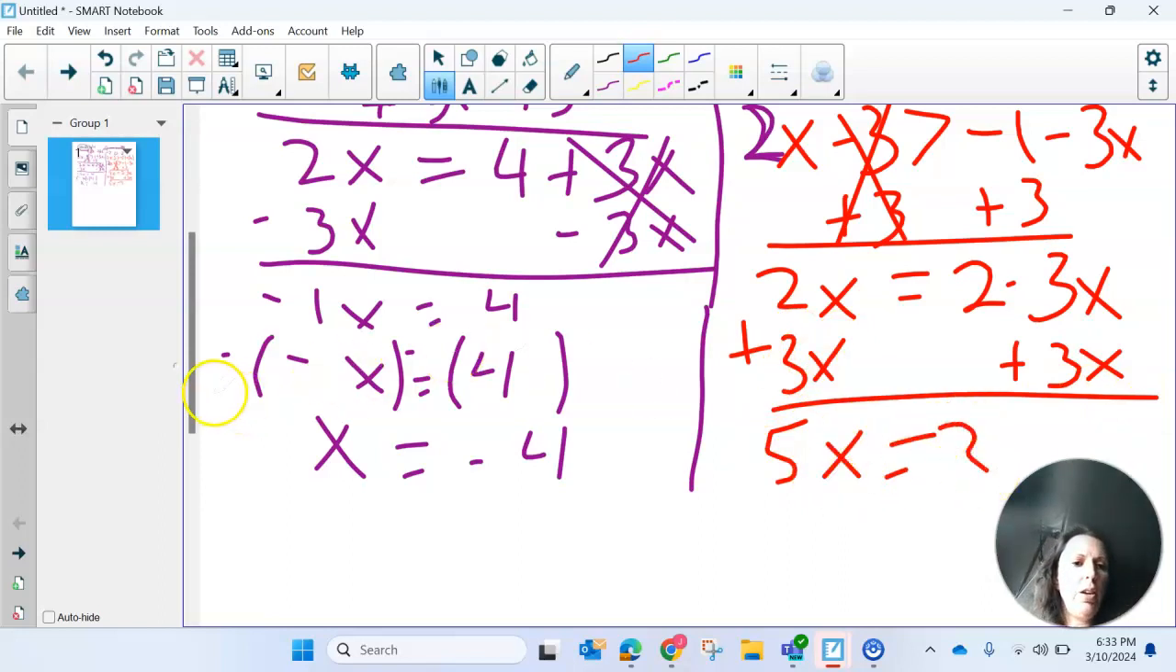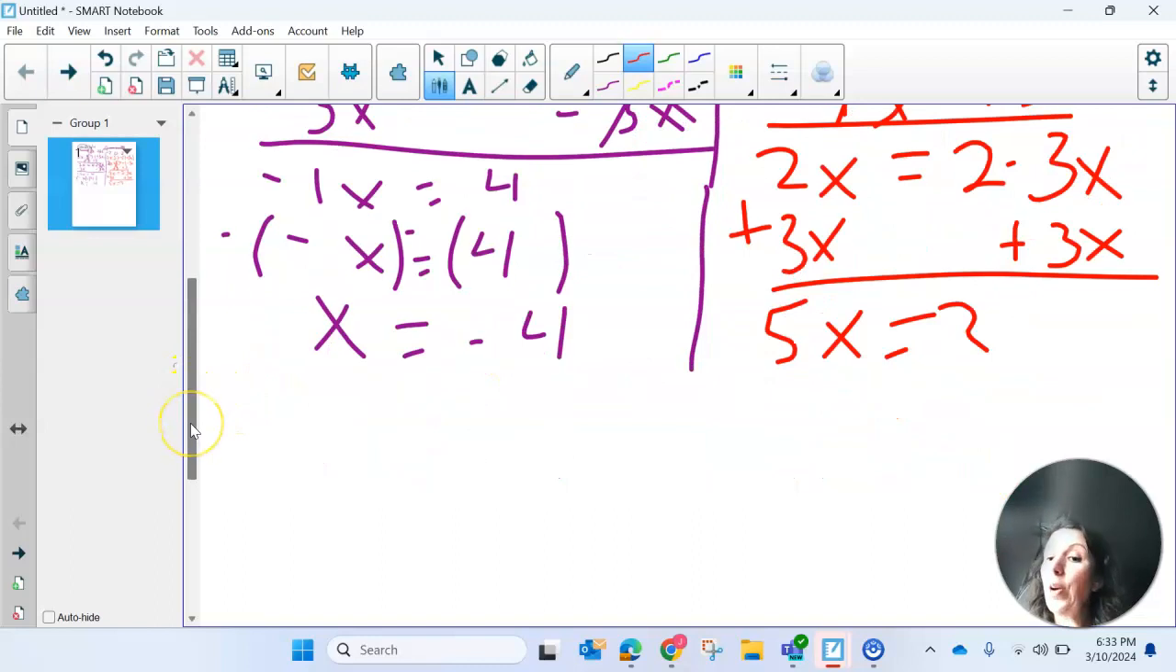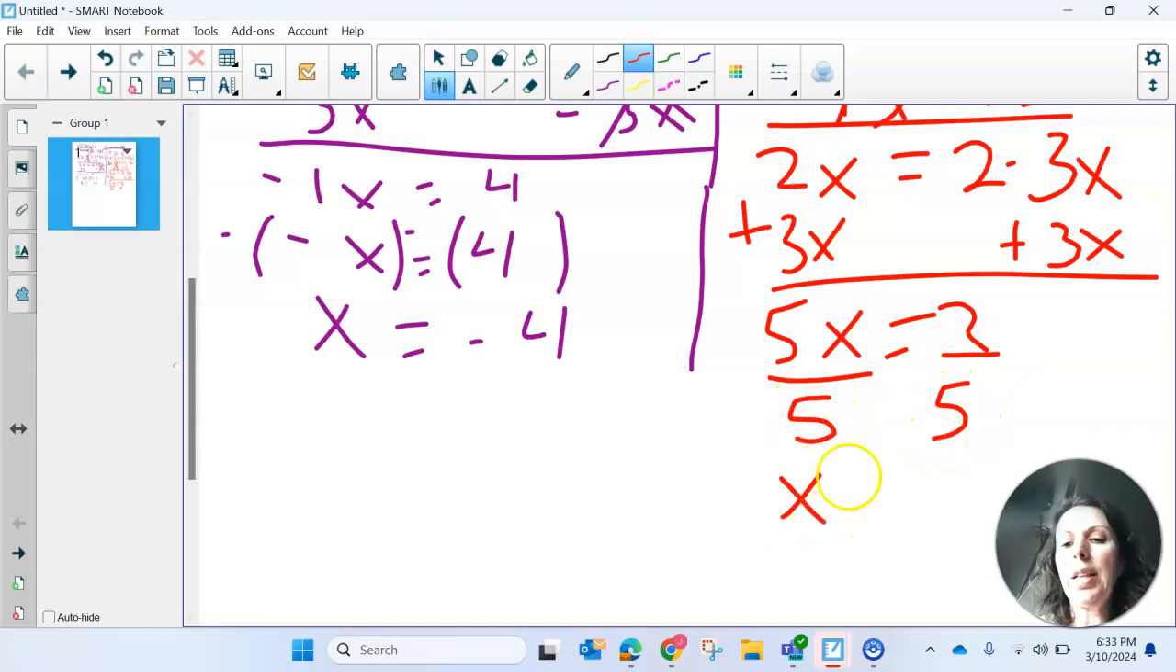Are we done? No way. We don't have x alone yet. What's our last inverse we need to do? Correct. We need to divide each side by 5 because we're currently multiplying by 5. So now we're left with x equals 2/5.